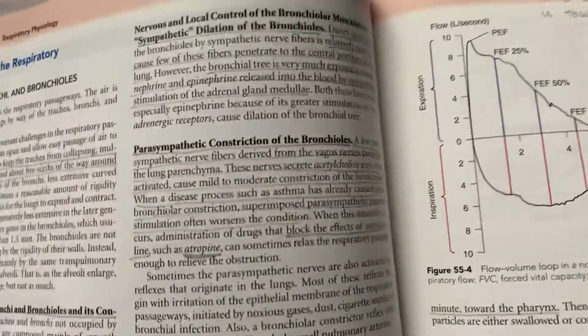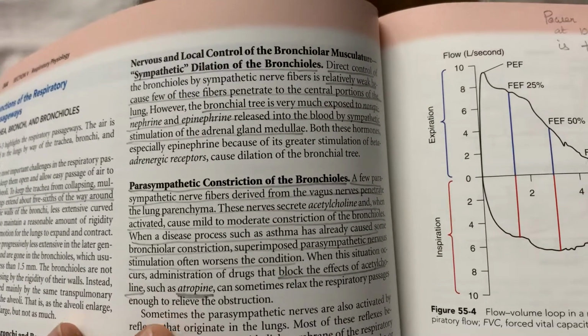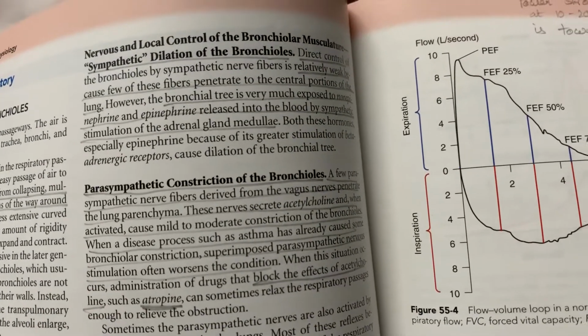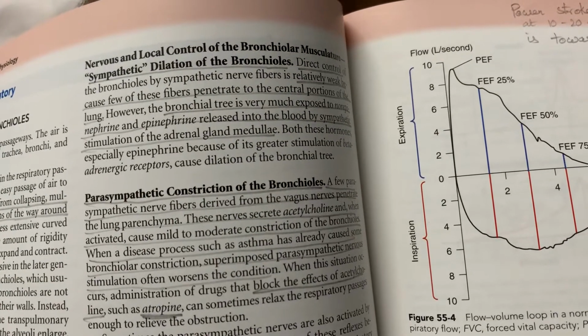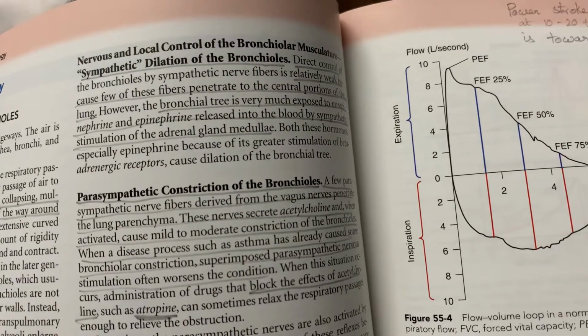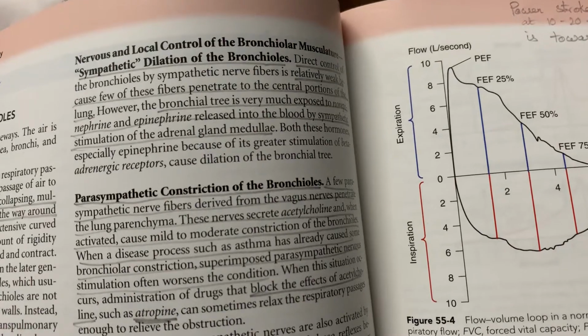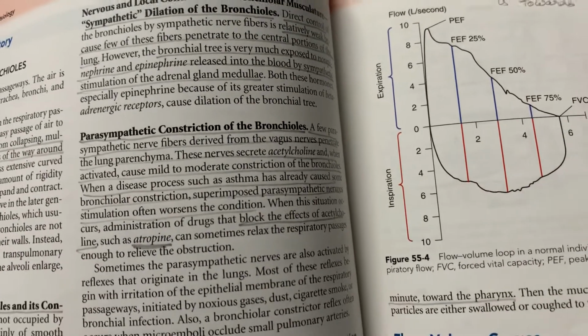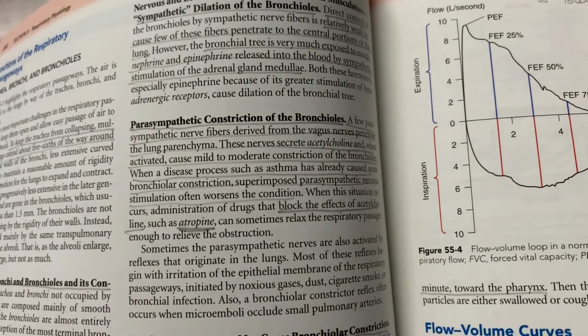And what is the nervous control? Directly, there is very little sympathetic innervation of the bronchioles. Sympathetic stimulation mainly depends on the release of epinephrine and norepinephrine into the bronchioles via the circulation, via the blood itself. Sympathetic stimulation causes bronchodilation, and they act via beta adrenergic receptors.